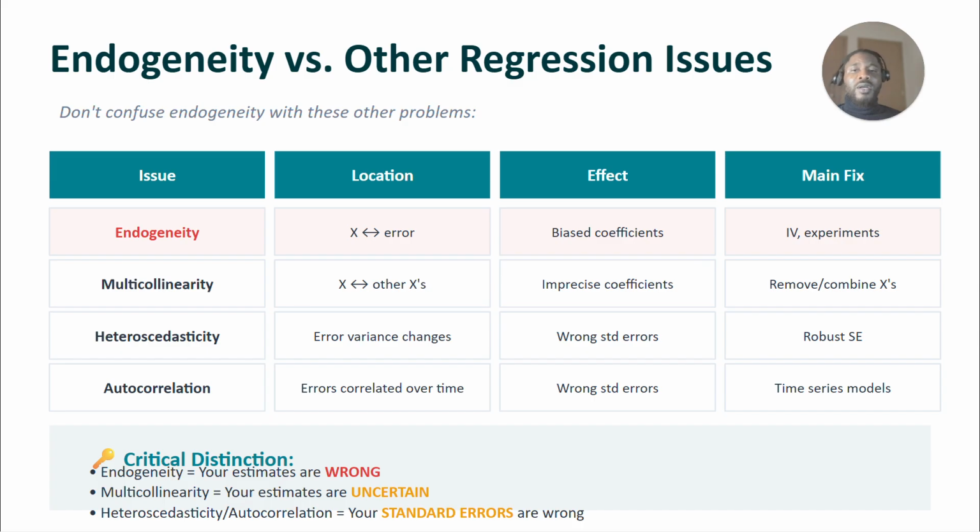Autocorrelation. The problem is that your errors are correlated over time. Again, it affects your standard errors, not your coefficient. To fix this, you use time series models.